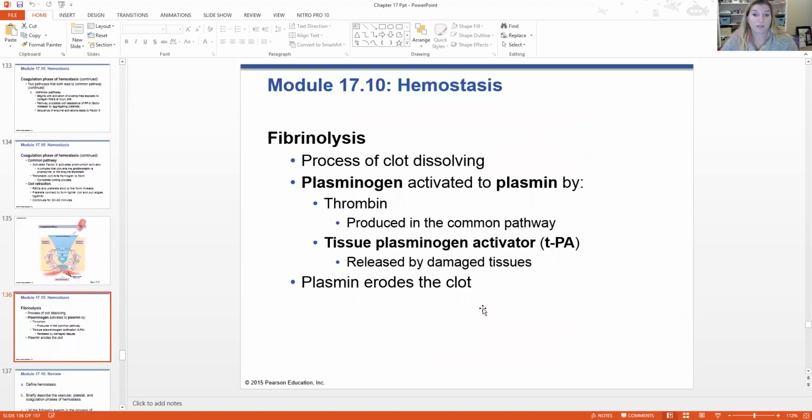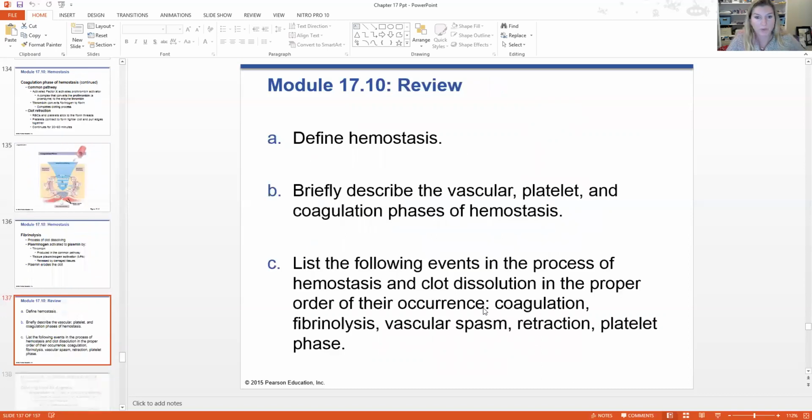After a series of weeks or days, eventually this clot is going to dissolve. It's called fibrinolysis. Basically, our plasminogen is activated by thrombin, produced in the common pathway, and that tissue plasminogen activator, or TPA, is released by the damaged tissues, causing this clot to erode. So plasmin is the clot erosion protein.